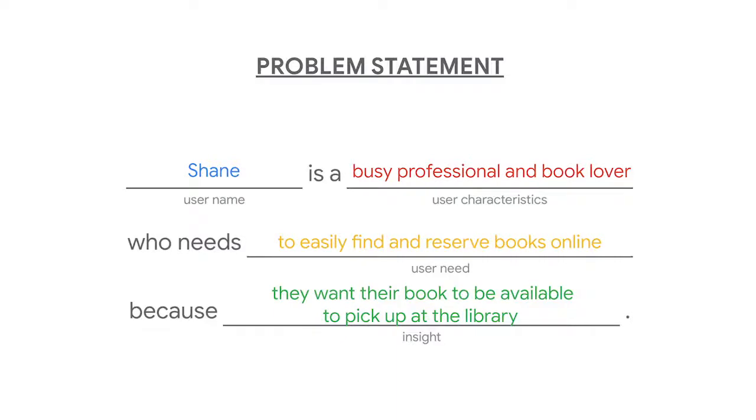Let's think about a problem statement for a library website and our persona, Shane. I used Shane's persona details, pain points, user story, and user journey map to create this problem statement. Shane is a busy professional and book lover who needs to easily find and reserve books online because they want their book to be available to pick up at the library.